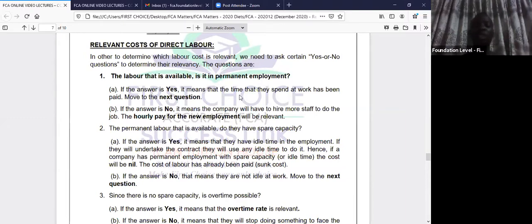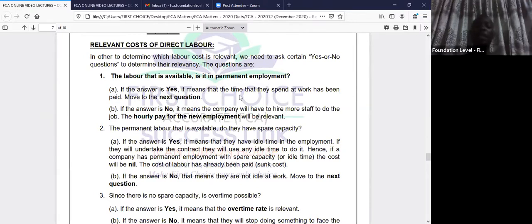Each time you see spare capacity, two things should come to your mind. One, spare capacity belongs to permanent laborers. Two, spare capacity is zero relevant cost. These are the two things that should come to your mind whenever you hear spare capacity.